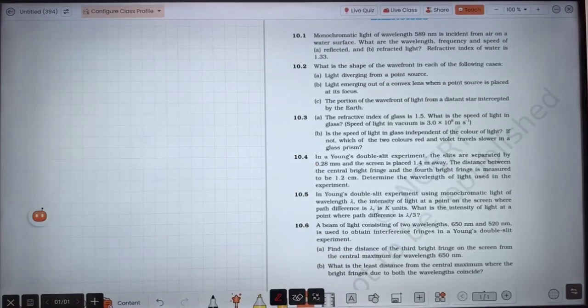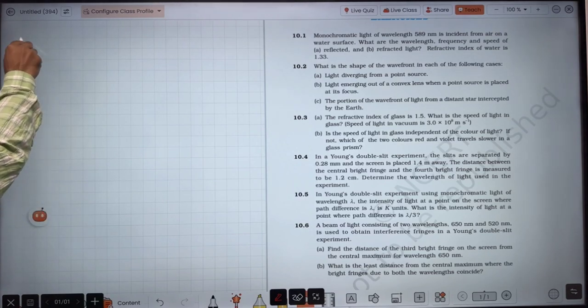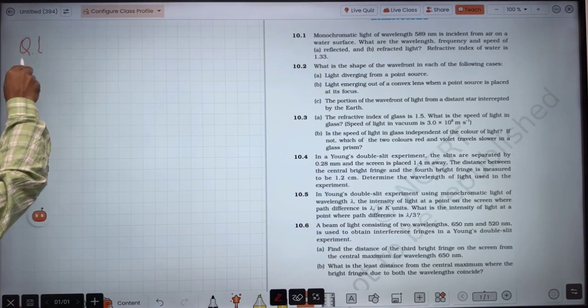So let's start. Monochromatic light of wavelength 589 nanometer is incident from air on water surface. What are the wavelength, frequency and speed of refracted light? Refractive index of water is given. So, question number 1.